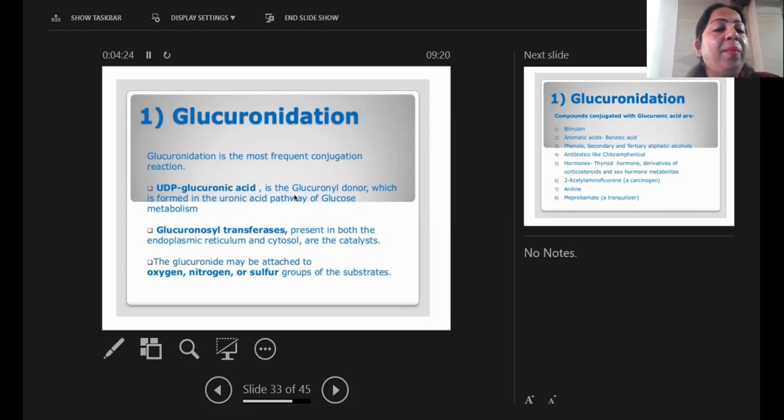Glucuronyl transferase is the major enzyme. Transferases are the glucuronyl transferases present in endoplasmic reticulum and cytosol, and they act as a catalyst. Means they are catalyzing all the glucuronidation reactions. The glucuronide may be attached to oxygen, sulfur, nitrogen groups of the substrates.